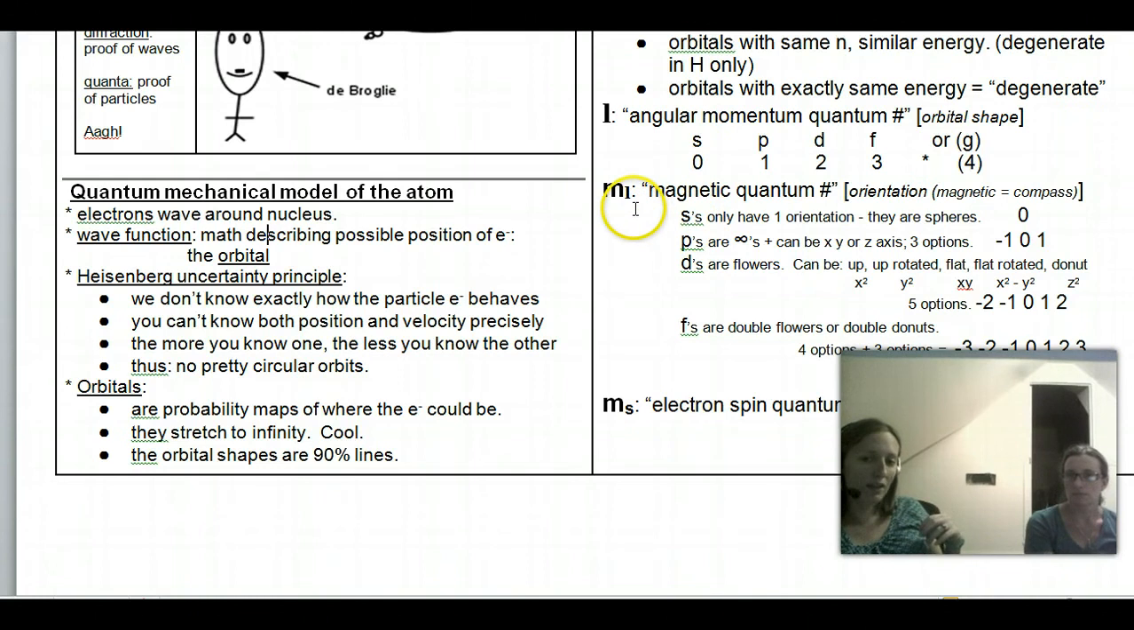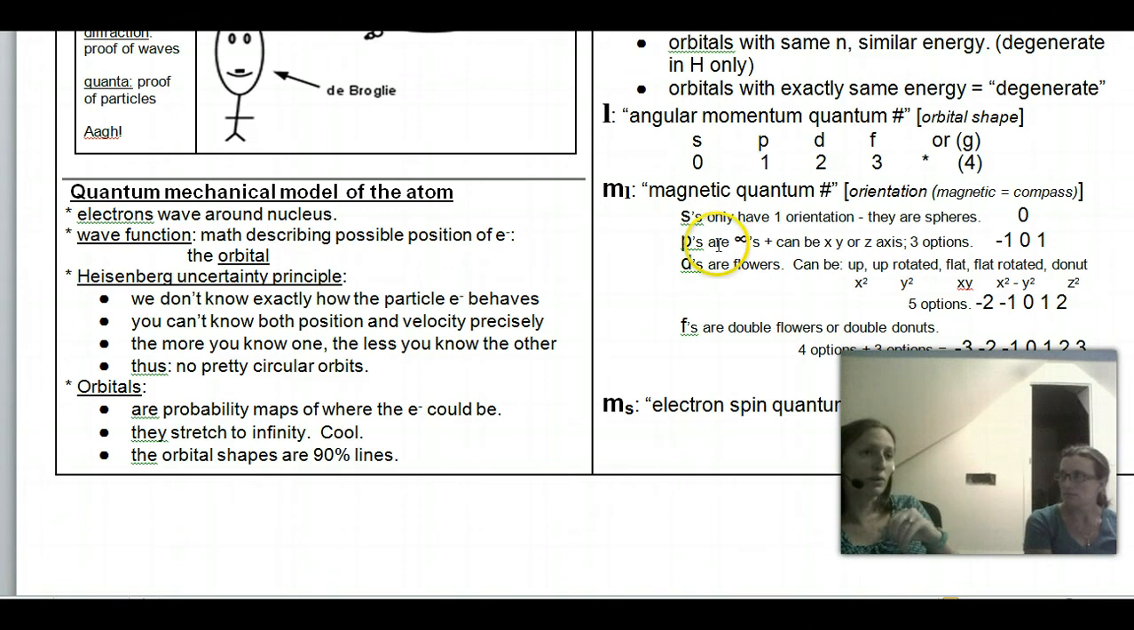Your next one is m sub l, which is your magnetic quantum number. This is your orientation, and what they're talking about is magnetic in terms of, like, think of a compass. Is the orbital oriented on the y-axis or the x-axis or the z-axis? If you've got an s orbital, it's a sphere. You can't really orient that. Go ahead, try spinning a sphere, see where you get. So they only have one orientation, and so the number for s, when you get to this third quantum number, is always 0. They set the normal, the middle one, at 0. So that's s's.